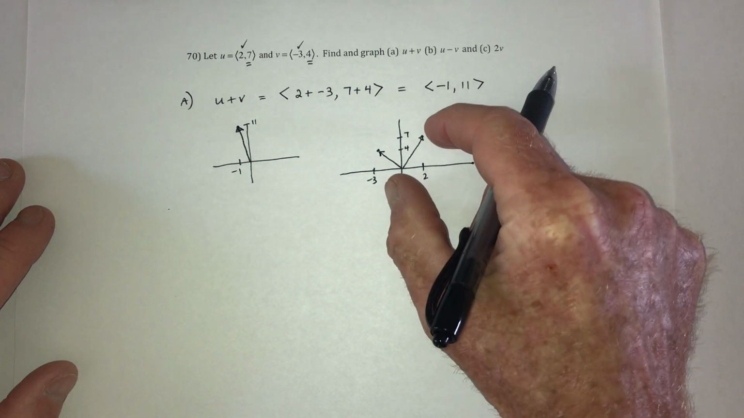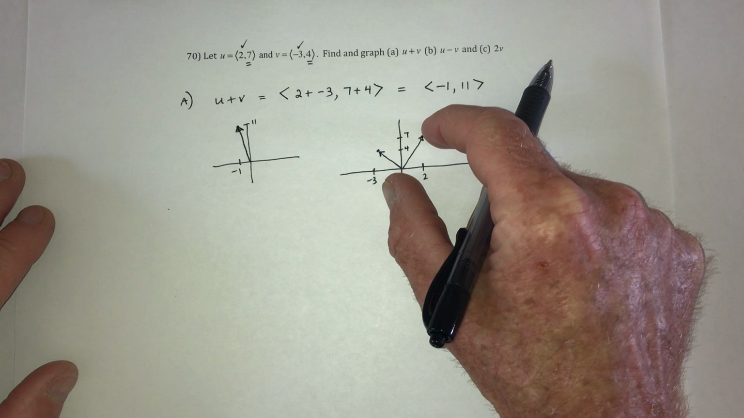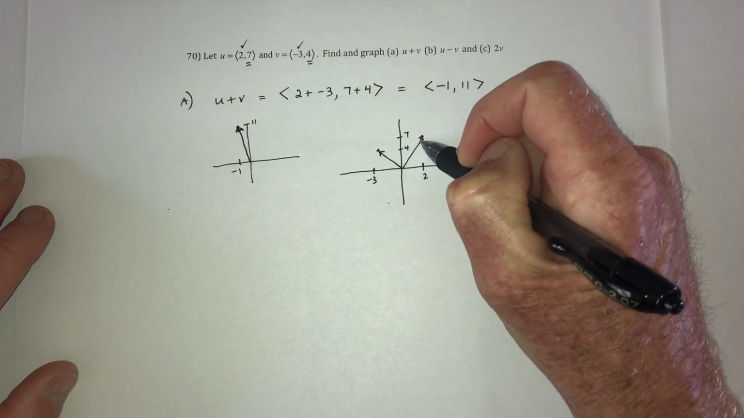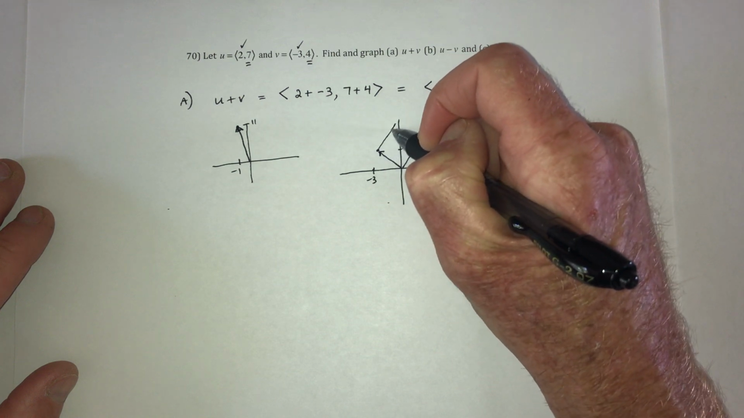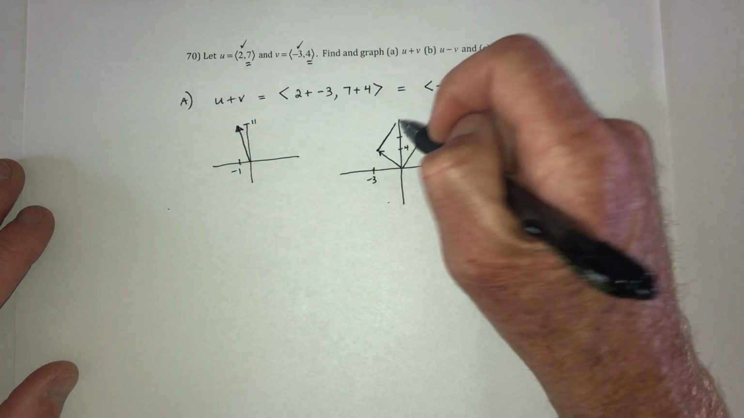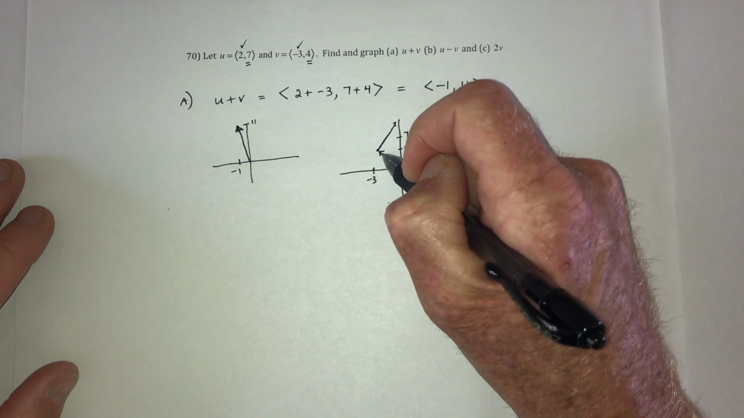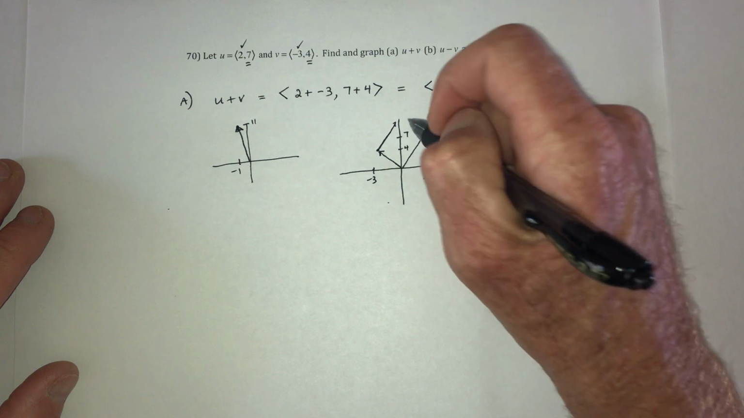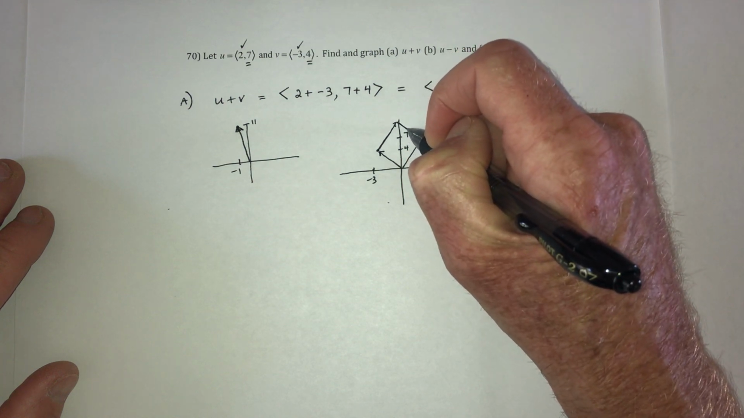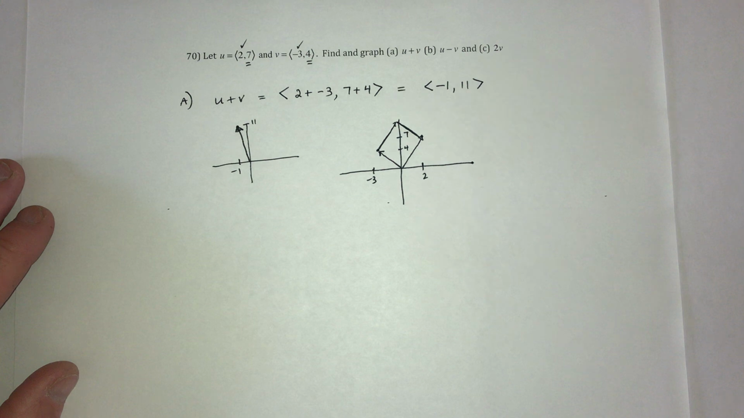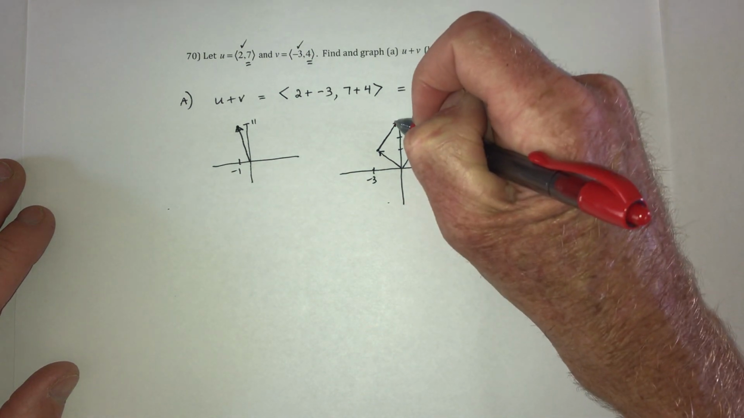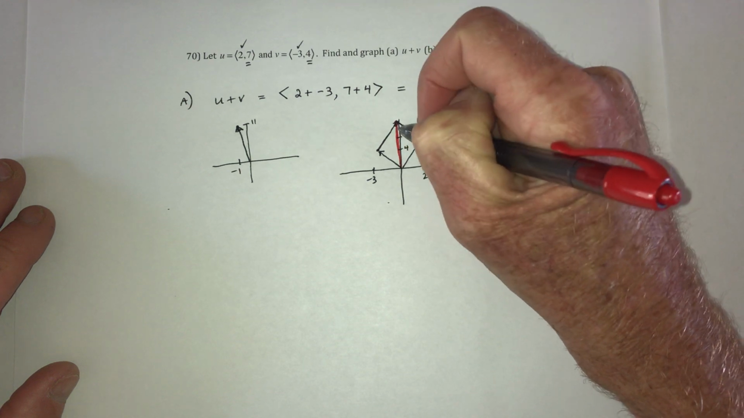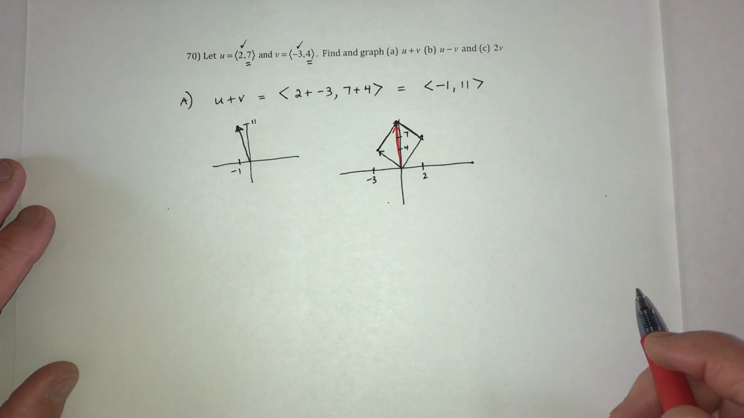And then what you do is you take a copy of this vector, so copy it and paste it. So it needs to be the same length and it needs to be the same direction. That looks like it. Then do the same thing with this one. Take a copy of it. It has to be the same length and the same direction, and put a copy of it right here. And then draw the diagonal. And then that would be U plus V.